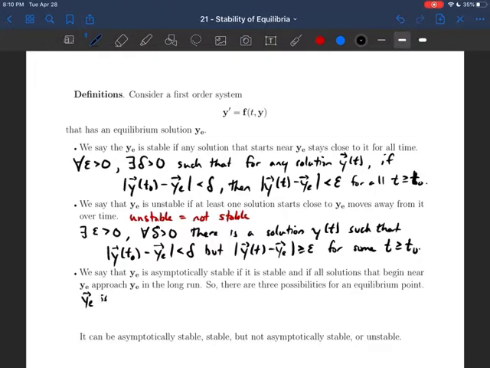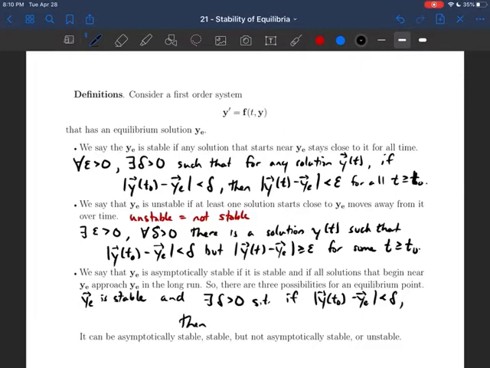So that's saying that the limit of the solutions is the equilibrium. That's not something that's guaranteed by the definition of stability. Things can just stay close without approaching. So this is a stronger version. So again, first of all, we need that YE is stable. So it has to do all the things that are in that first part of the definition.